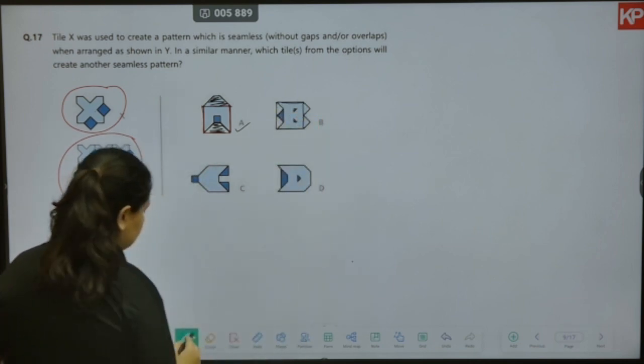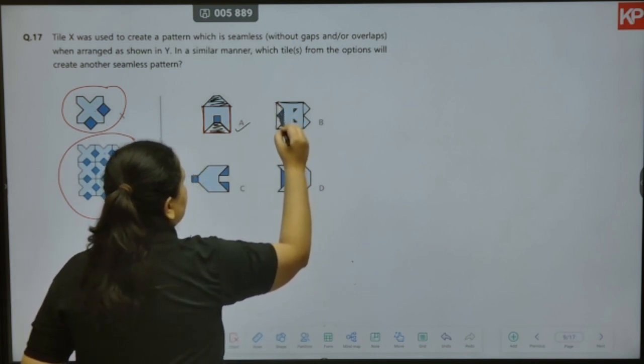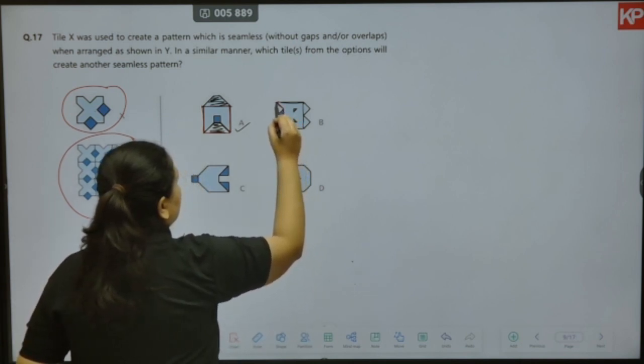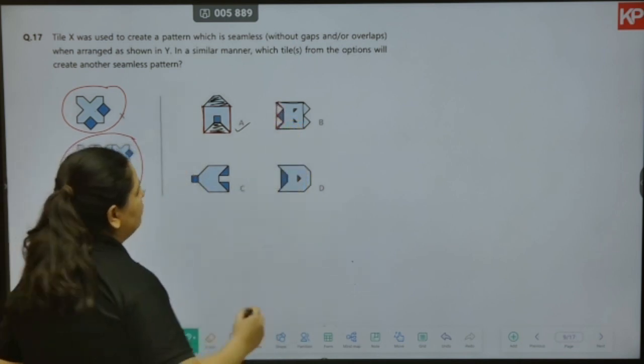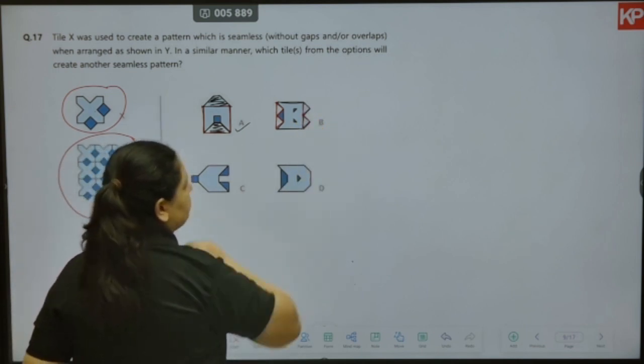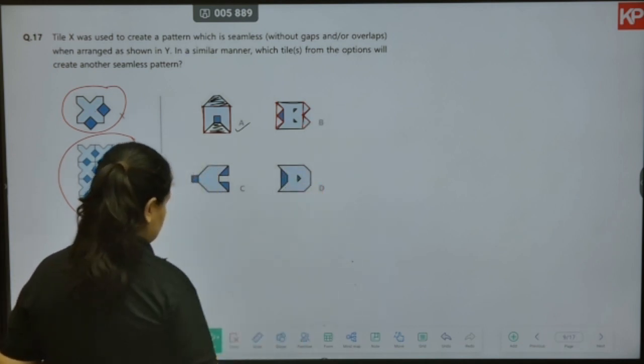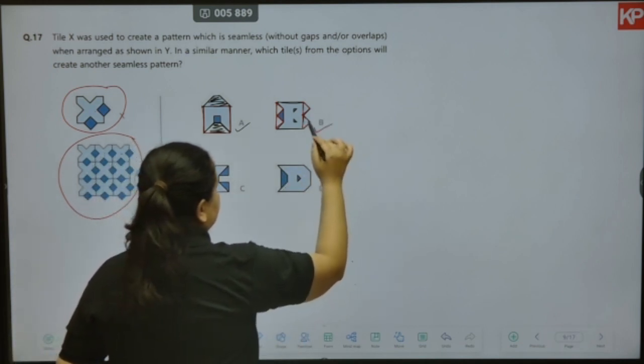Again, we've drawn a square around it. Okay, we are deducting this shape from the left and we are adding the same shape towards the right. Okay, again we can say that this is also going to tessellate.